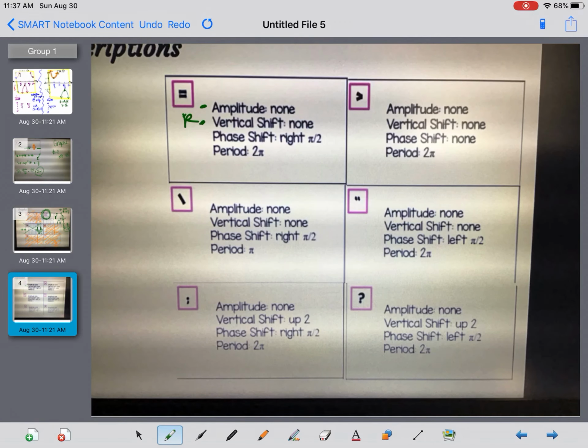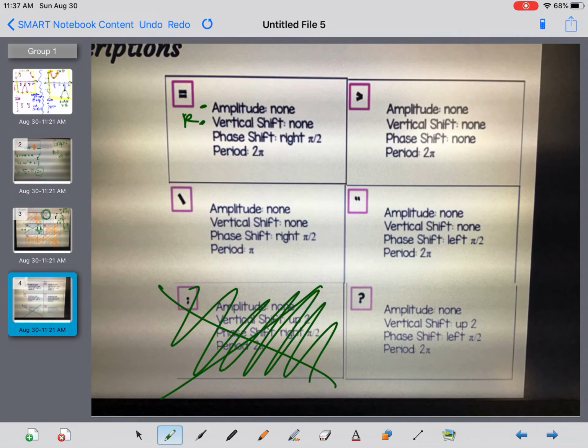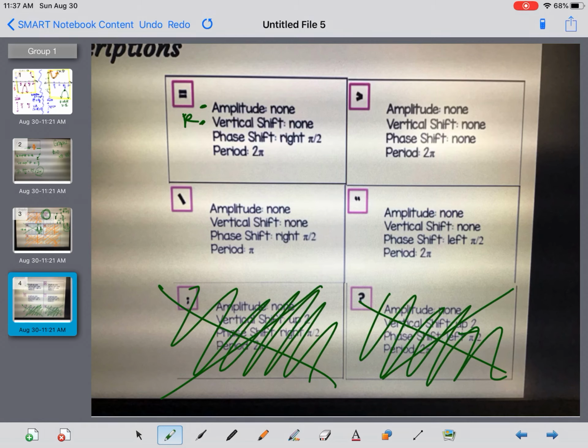All right, let's see if we can eliminate anything. No vertical shift. This one says none. This one says none. This one says none. This one says up 2, so we can get rid of that one. And this one also says up 2, so we can get rid of that one. All right, so we're down to 4 now.